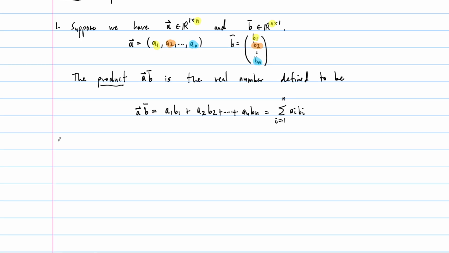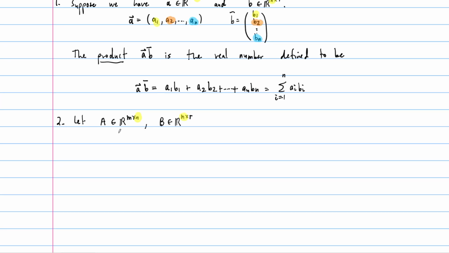But we want to extend this now to a more general case where we have matrices, right? So for this one, what we're going to do is we're going to keep this letter N the same, okay? So let's let A be a matrix in R M by N, and B be a matrix in R N by R. So again, notice that we have kept the number of columns of A equal to the number of rows of B, all right? All right, so at this point, let's write down the definition of how we're going to multiply these together.